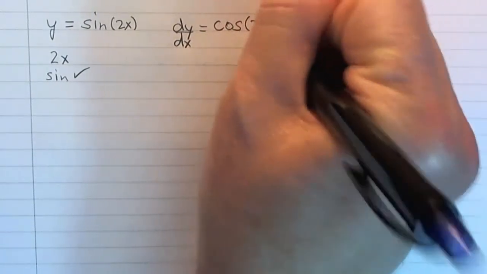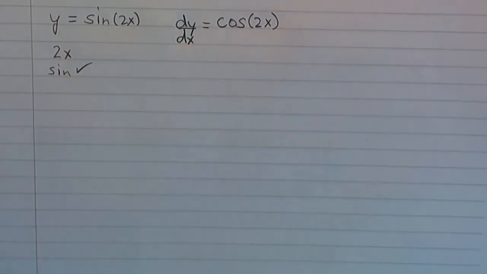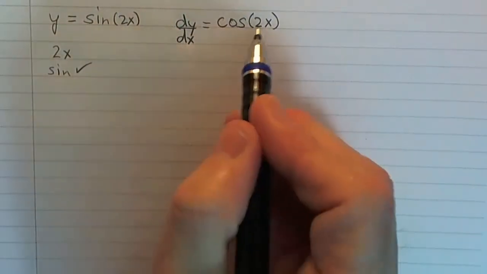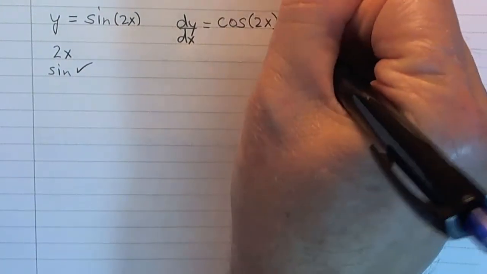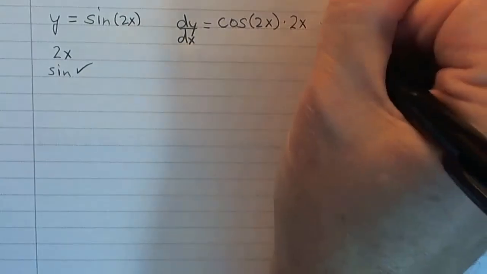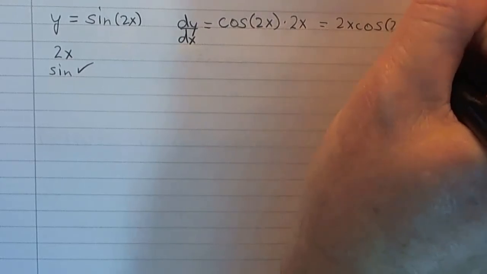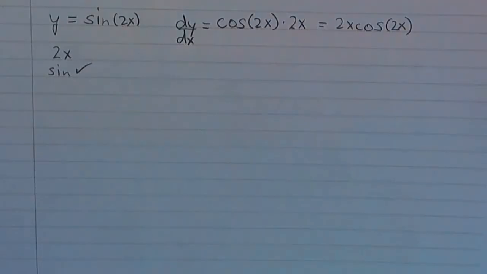And remember, I keep the 2x in there. That never changes. It's sine of 2x. Any trig function that I have here, it's going to have 2x inside. Now I take the derivative of the outside, or the inside, 2x. See? So there I have it. I have 2x times cosine 2x. Yeah, like that. There you have it.